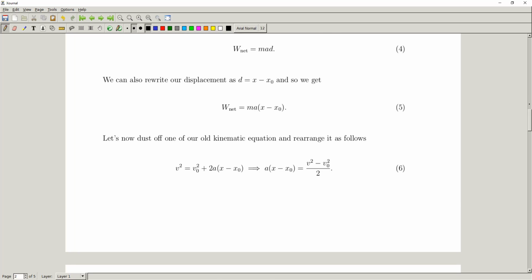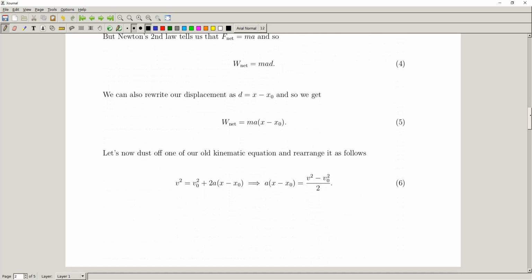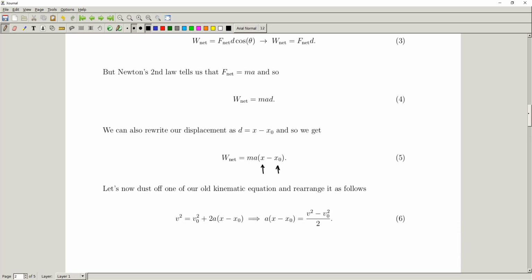But we can also rewrite our displacement in terms of our coordinates, right? If we simply think of our starting point here as x naught and our ending point out here as x, then we can very easily rewrite our displacement in terms of x and x naught, our final position and our initial position, just by doing this, right? And if we make the substitution into what I have labeled as equation 4 here, we end up with equation 5.